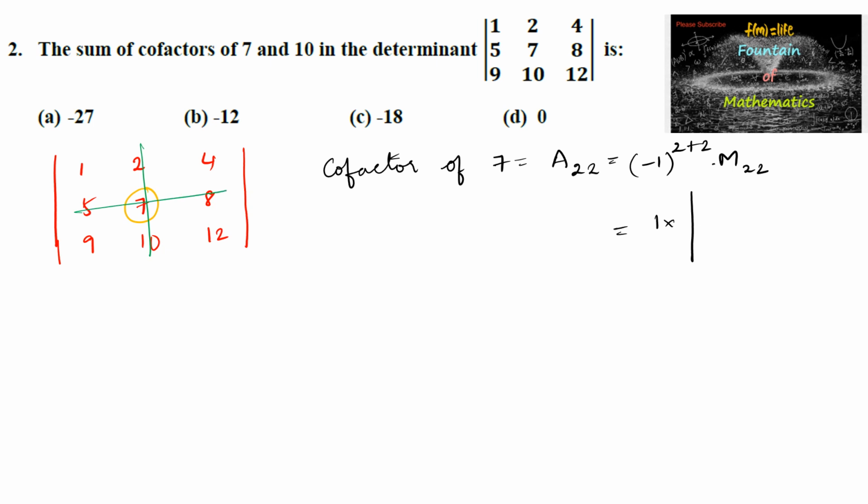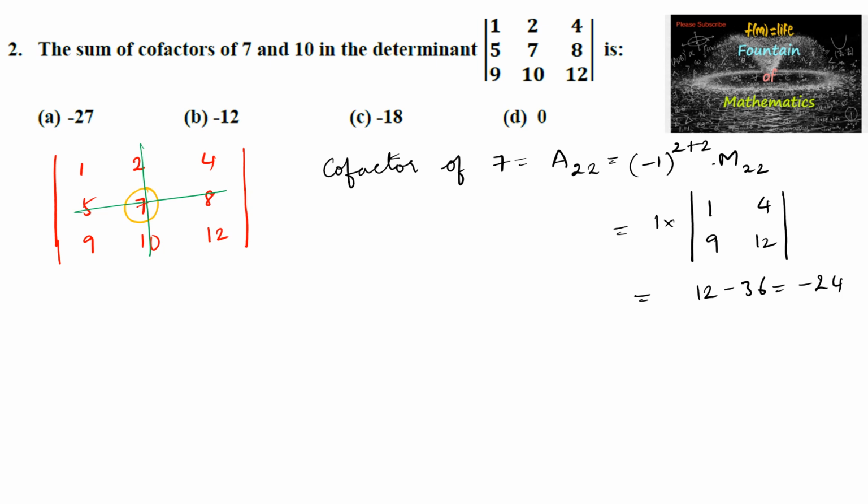The minor is the determinant of [1, 4; 9, 12], which is equal to 12 ones are 12 minus 9 fours are 36. So we can write minus 24. So cofactor of 7 is minus 24.